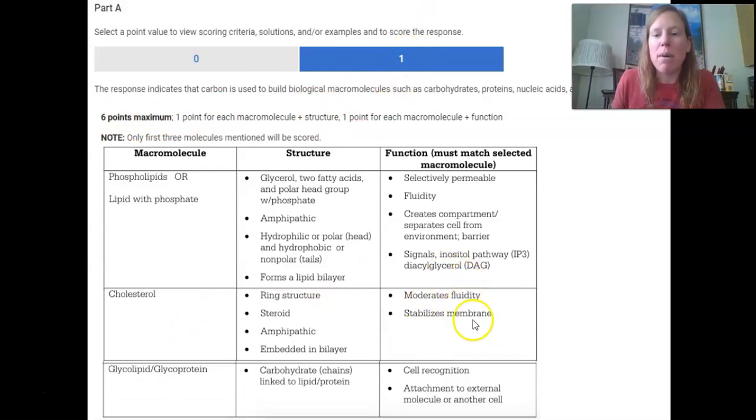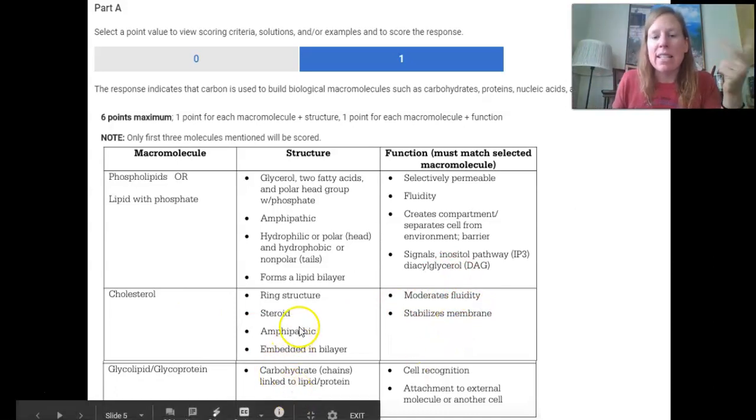Cholesterol, remember, is used to stabilize the membrane, and it is a steroid, so it has 4 rings. And glycolipids and glycoproteins are carbohydrates, and they're used in cell recognition.